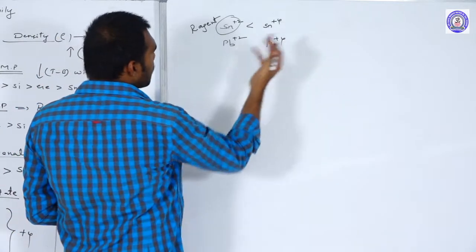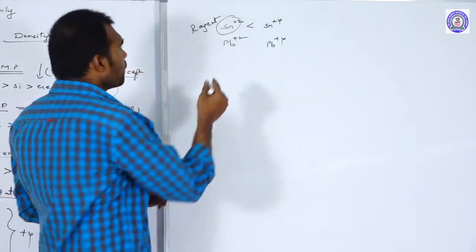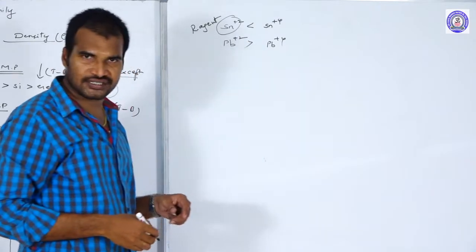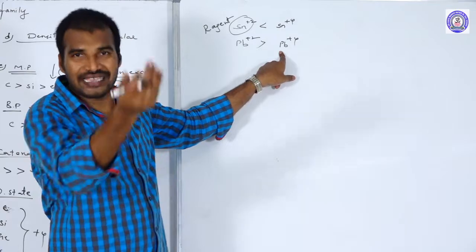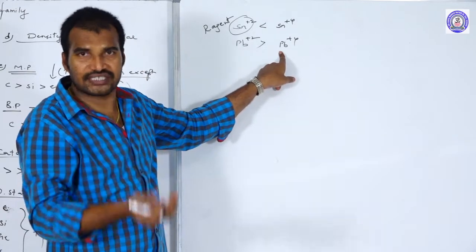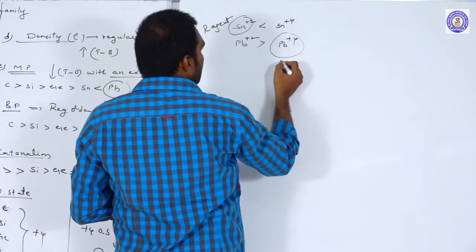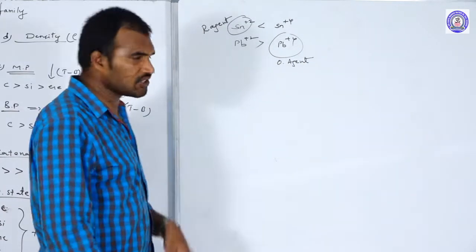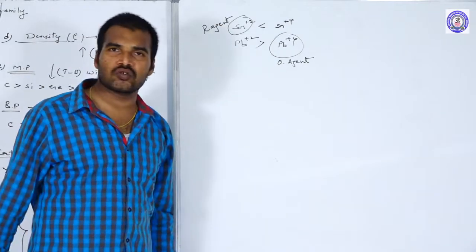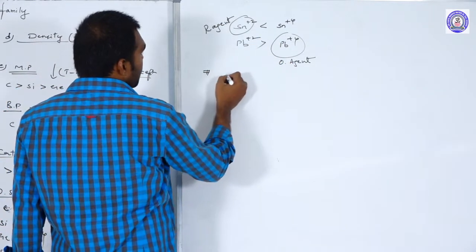Coming to Pb+2 and Pb+4, which is the stable oxidation state of lead? Pb+2 is the stable oxidation state. So the +4 oxidation state happily gains 2 electrons, happily undergoes reduction, and acts as an oxidizing agent. So Pb+4 acts as a strong oxidizing agent, whereas Sn+2 acts as a strong reducing agent.